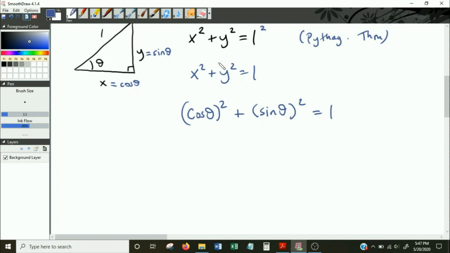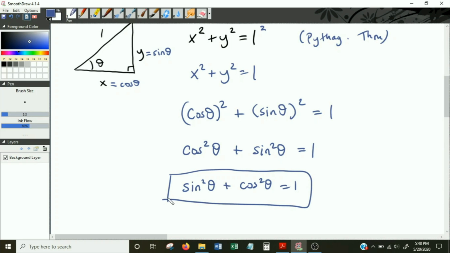Now, we could leave cosine theta squared like this, but there's another way to write it, which is cosine squared theta. That's the same thing as cosine theta squared. Just make sure that this 2 is a superscript. It's up and it's a small number, so it's not 2 theta, it's just cosine squared theta. And then this one is going to be sine of theta squared or sine squared theta. And that's going to be equal to 1. And usually when we see the Pythagorean identity, it's written like this, with the sine squared theta first. And this is the Pythagorean identity.